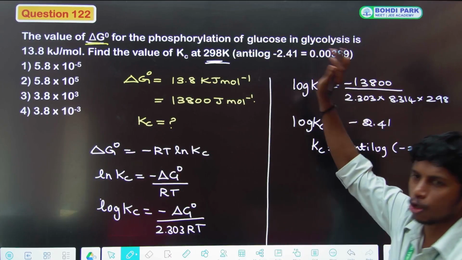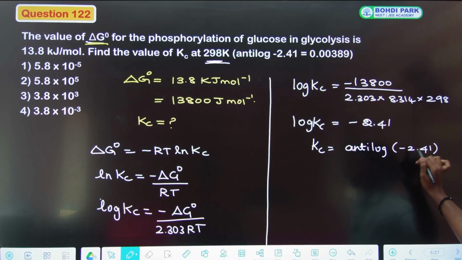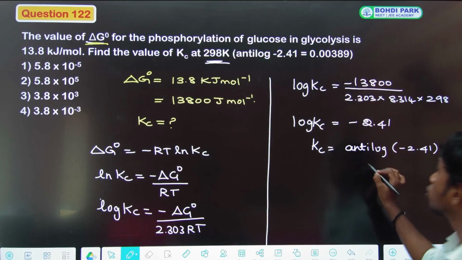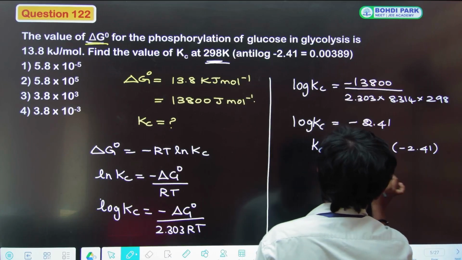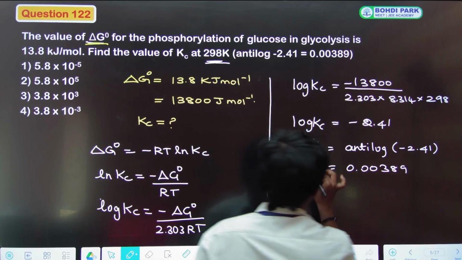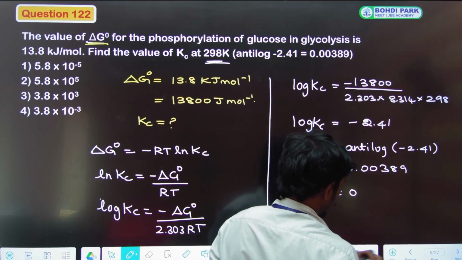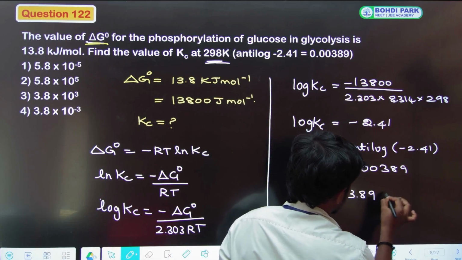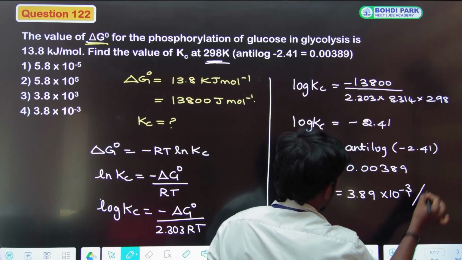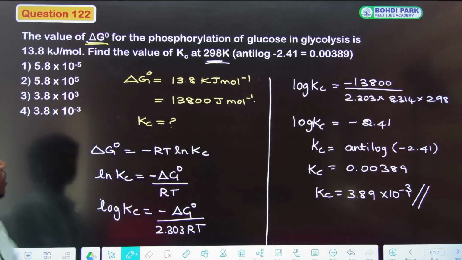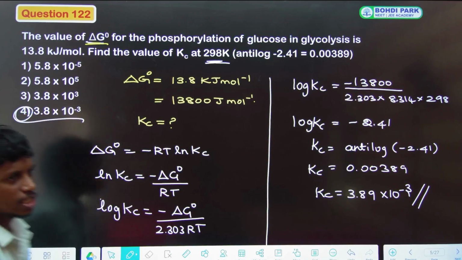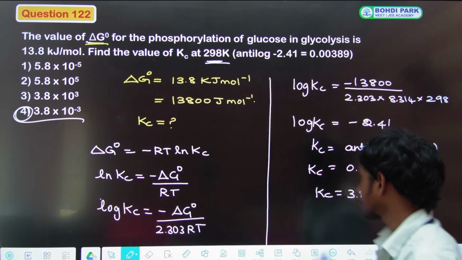ஓகேவா? நம்ம question கொடுத்துட்டாங்க பாருங்க. The anti-log of minus 2.41 is 0.00389. That is a Kc value. So it can be written as 3.89 into 10 to the power minus 3 நம்ம எழுதலாம். The value of Kc is 3.8 into 10 to the power minus 3. Option 4 will be the correct answer.